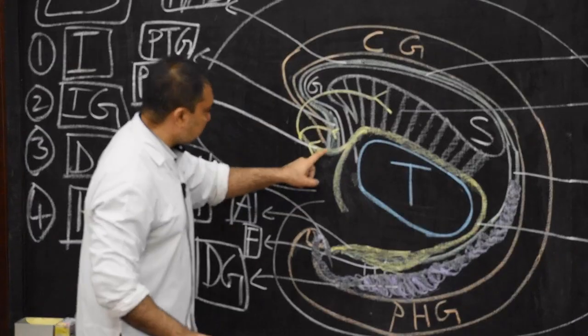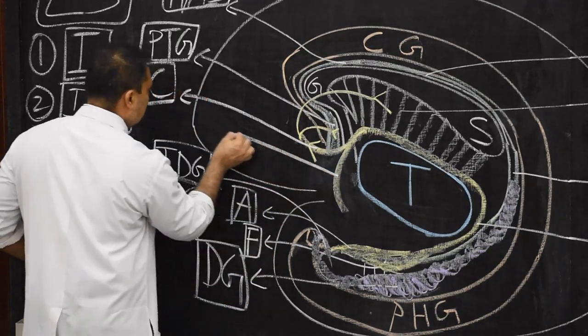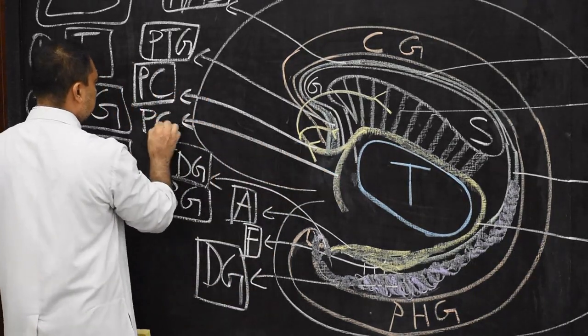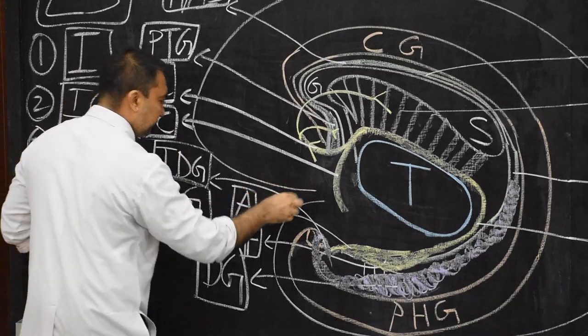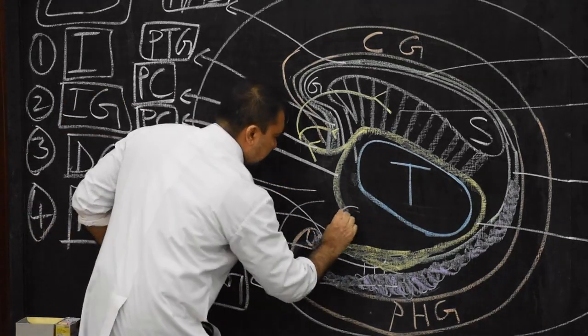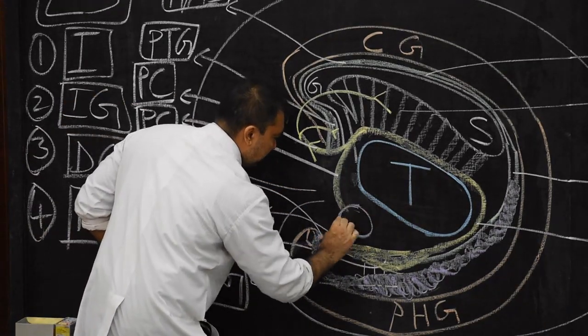Now the postcommissural. These are the postcommissural fibers. These postcommissural fibers will end in the, here we will draw, mammillary body.